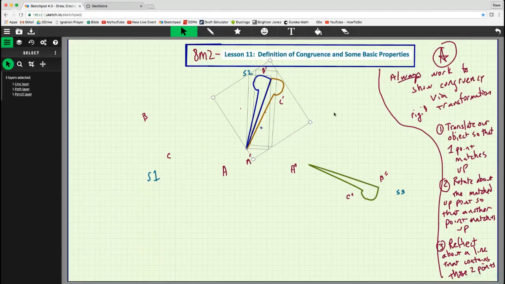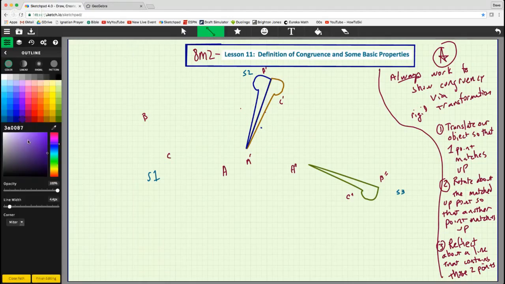Okay. And now you can see that I've lined up B prime and A, and if I were to reflect across this line, let's draw the reflection line. I think you can see it, but if I were just to reflect this across the line that goes from here to here, then these would be the same.